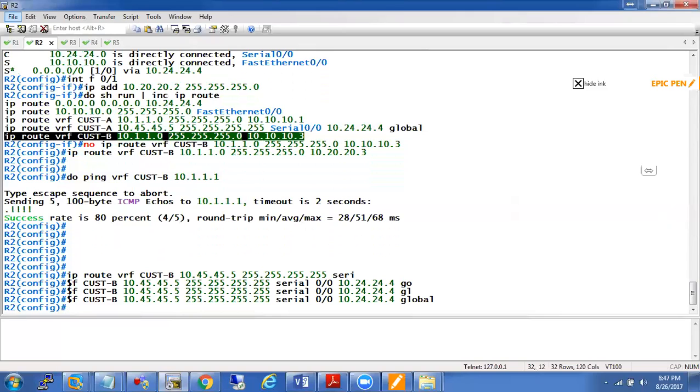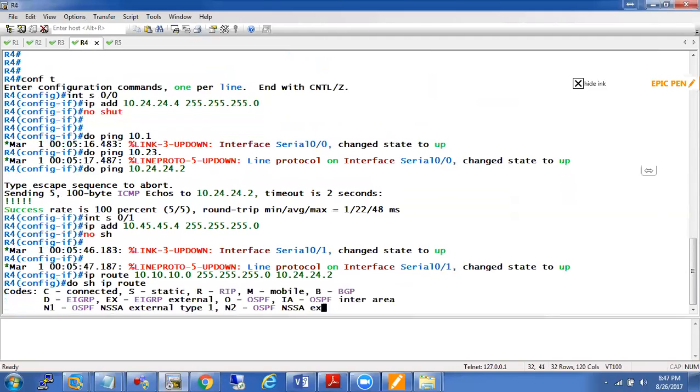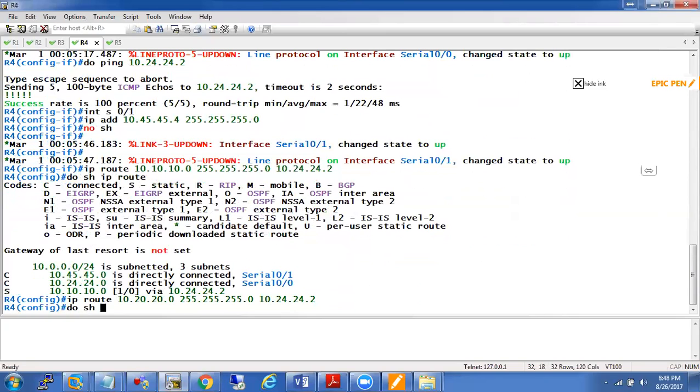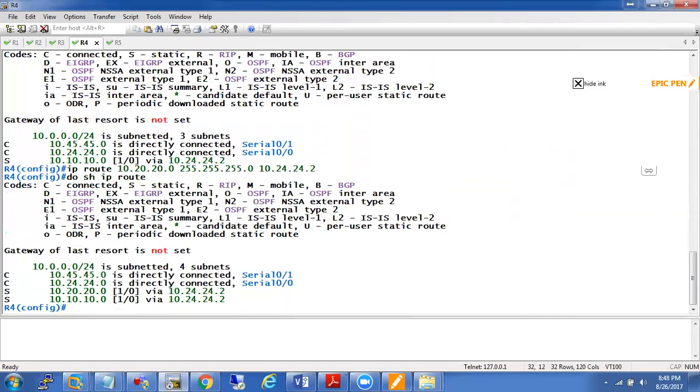So at this point, the packet would go from R2 to R4. R4 will send it to 10.45.45.5. It's directly connected. He'll try to come back to 10.20. Does R4 know about 10.20? IP route 10.20.20.0, 10.24.24.2. So R4 will throw the packet towards R2.